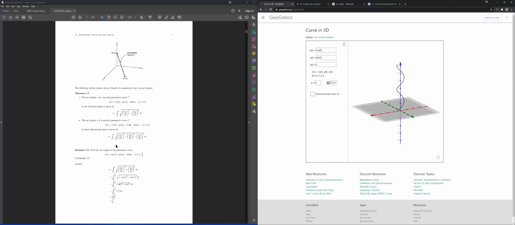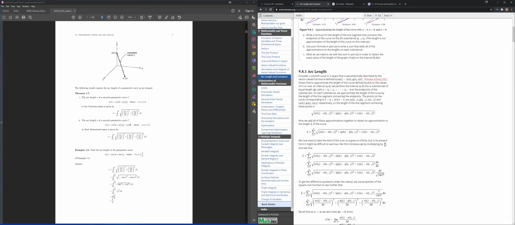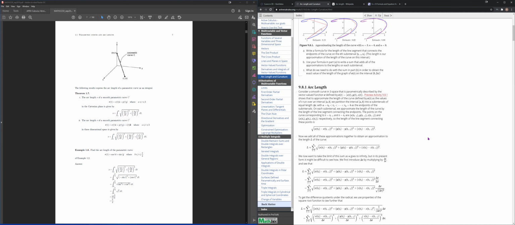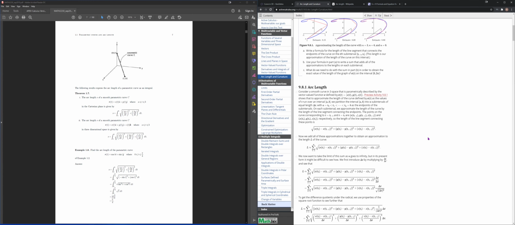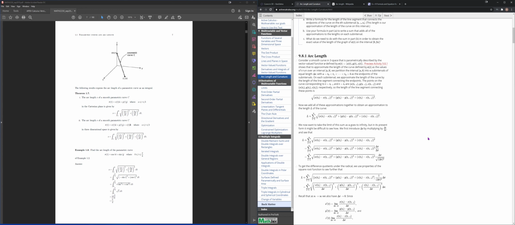Where that formula comes from, if you want, you could take a look at the Active Calculus textbook. Really what you're doing is you approximate first of all, and then you take the limit of the approximations.